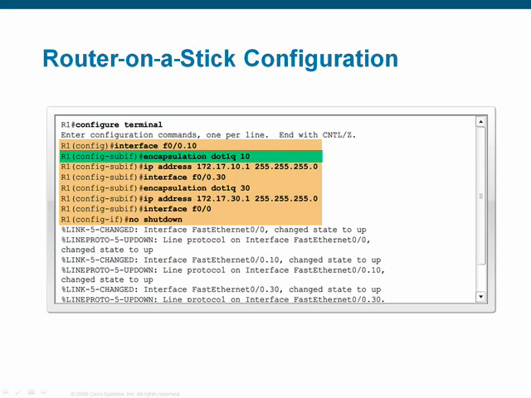Next, use the encapsulation dot1q command, followed by the VLAN number that should use this subinterface. Finally, apply an IP address to this subinterface. This IP address will serve as the default gateway for devices on that VLAN.